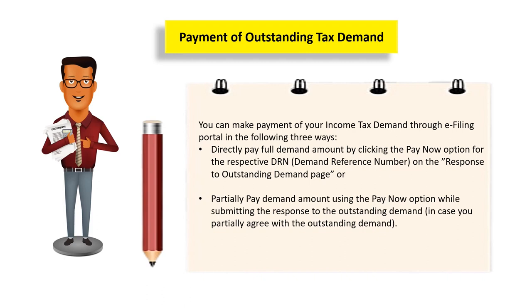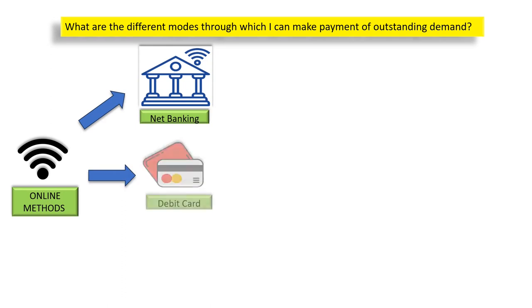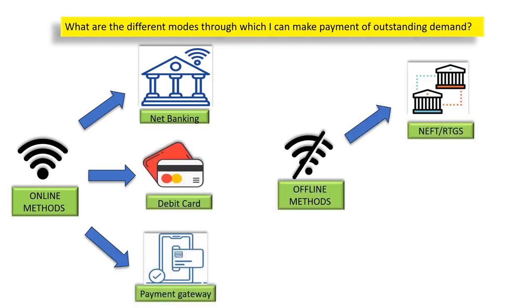Alternatively, we will also discuss how we can use the e-Pay Tax functionality for the purpose of making the payment of outstanding tax demand. The demand can be paid either through online methods like net banking, debit card or payment gateway, or through offline methods like NEFT, RTGS or pay over the counter.